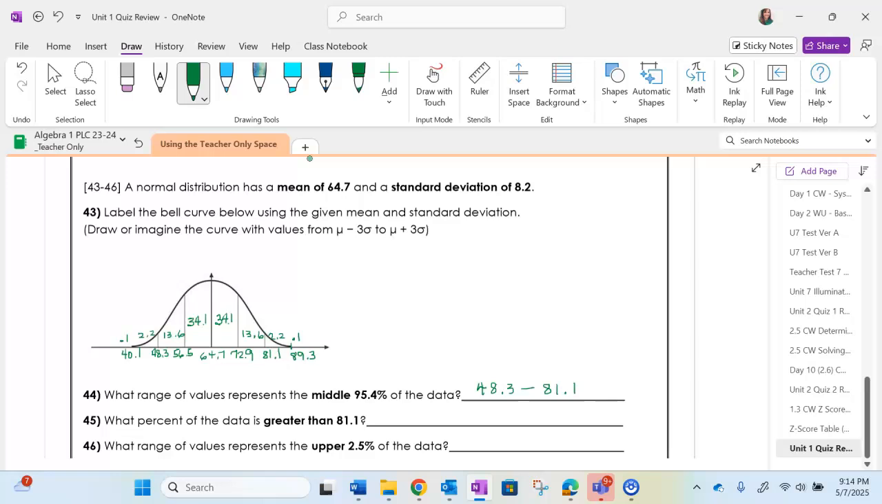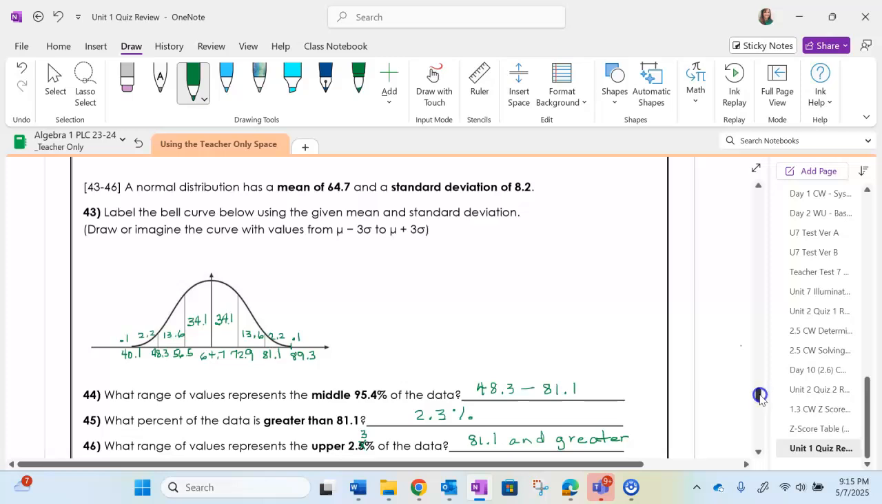What percent of data is greater than 81.1? And I'm going to add 2.2 and 0.1 to give me 2.3%. What range of values represents the upper 2.3%? This should be a 3. And you're going to say 81.1 and greater, or above 81.1. So I know it's bigger. Okay, 'and above' is perfectly fine to say that too.